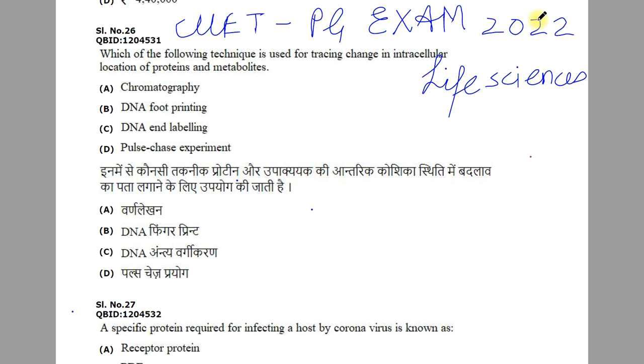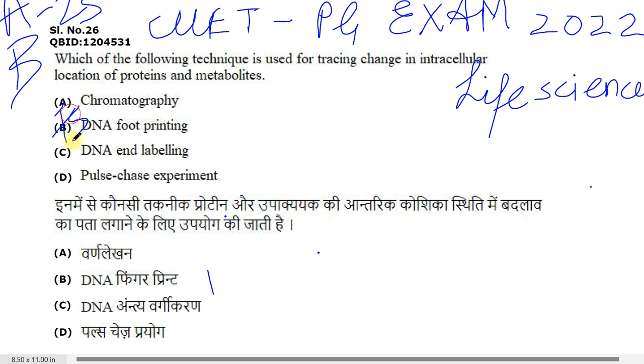So I will read you the question number 26. Actually, this is the part B of the question paper. The part A has 25 questions which are based on the general knowledge, English, reasoning and aptitude. The part B is the subject based part in which there are 75 questions. So I will start reading the questions.